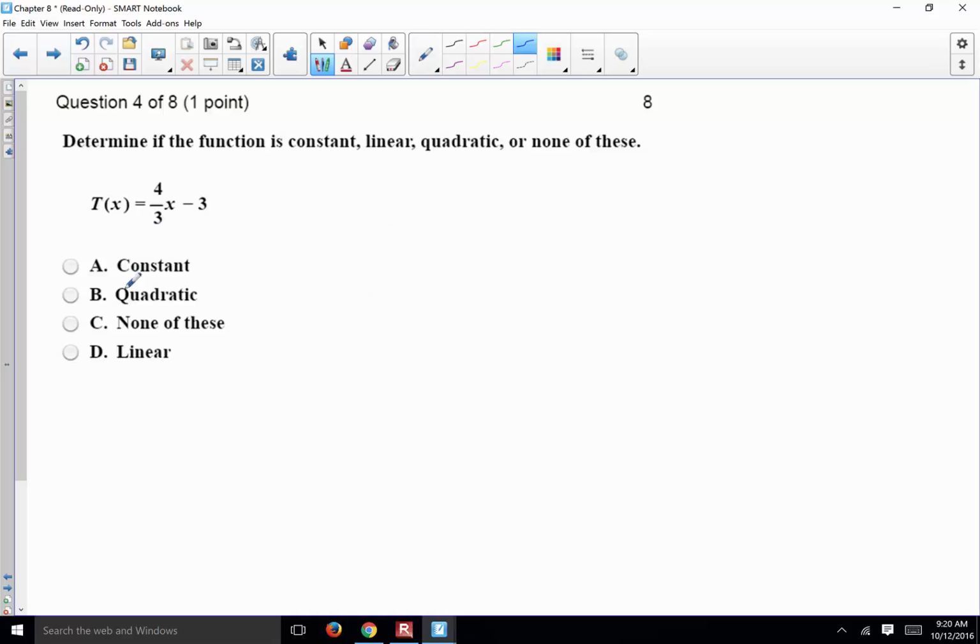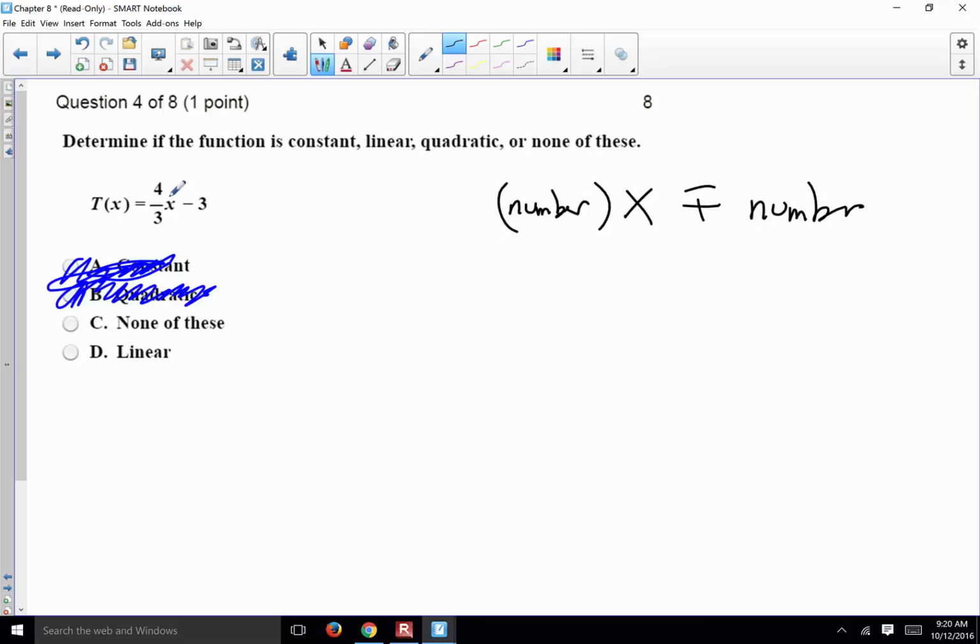So first, let's go with elimination. Is it quadratic? Do you see anything squared? No. Forget this. Is it constant? Do you see only a number, no x? No. So it's either none of these or linear. Linears are number, x, and plus or minus another number. Does it look like that?